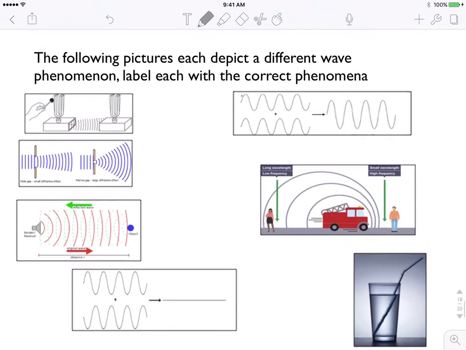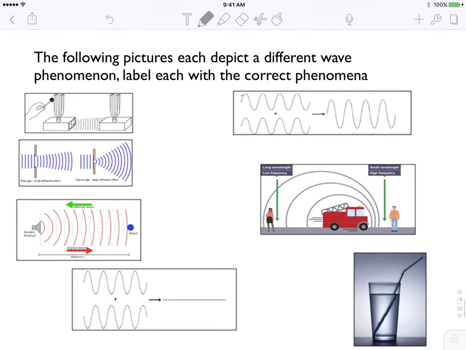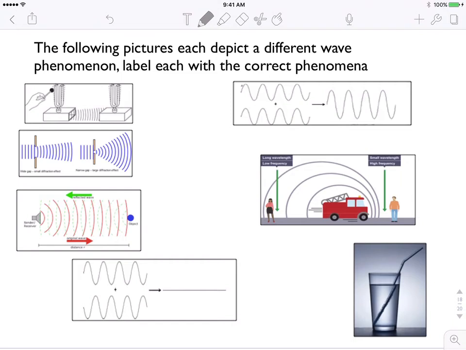All right, this is the last part. The following pictures each depict a different wave phenomenon. Label each with the correct phenomenon.